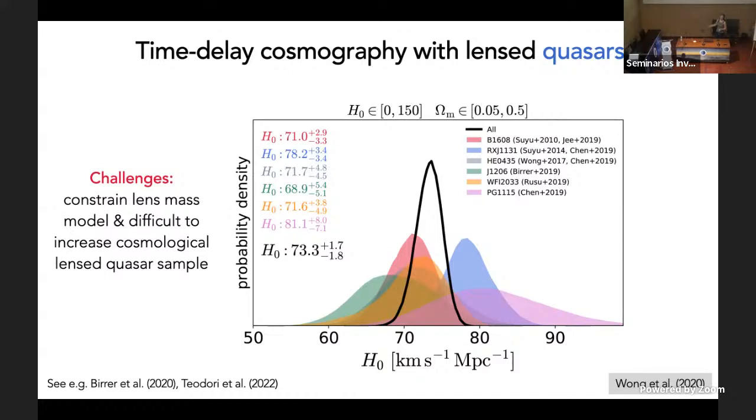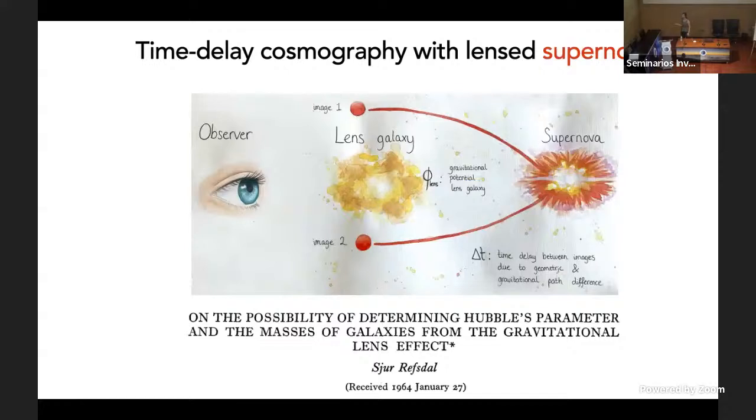Another thing is that it's difficult to expand the sample we have of lensed quasars for cosmology, because if you want to measure the time delay of a lensed quasar, you typically need to monitor it for a very long time, sometimes decades, or you need really high cadence observations. So, okay, that's difficult with lensed quasars. How about lensed supernovae then?